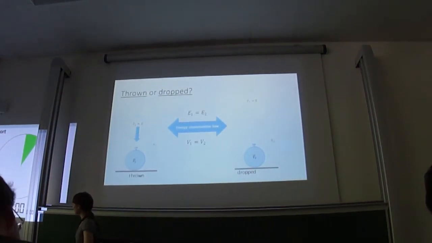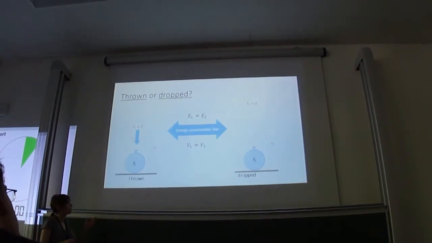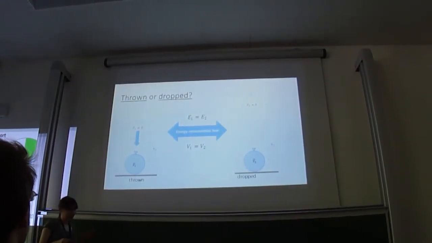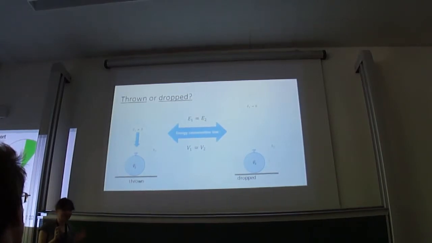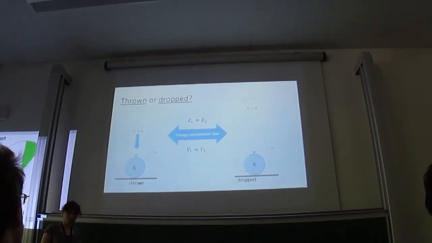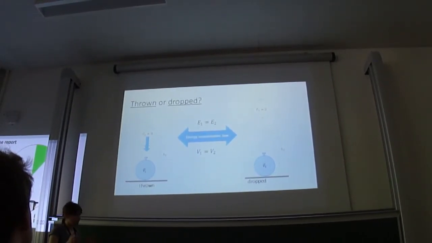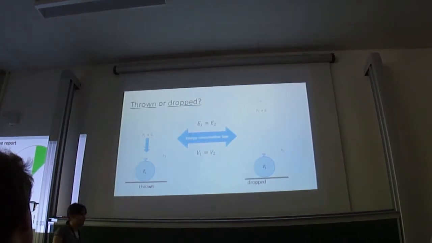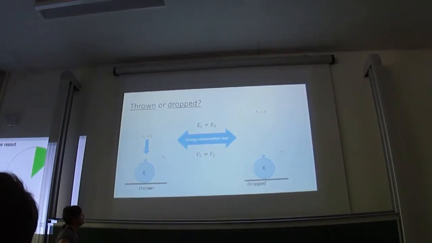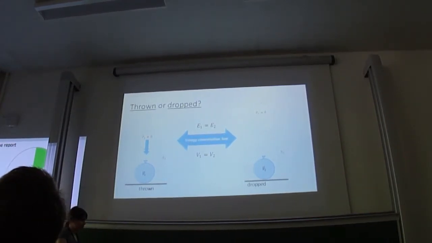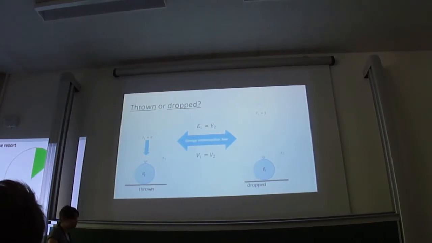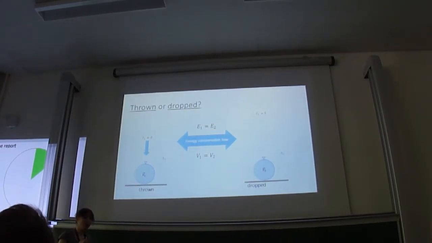So, now let's say something about the setup. In the task we can see that the balloon should be thrown, but for controlling the experiment, it is easier to drop the balloon. And really, from the energy conservation law, you can see that it is equivalent if we throw the balloon, or we drop it from a larger height.